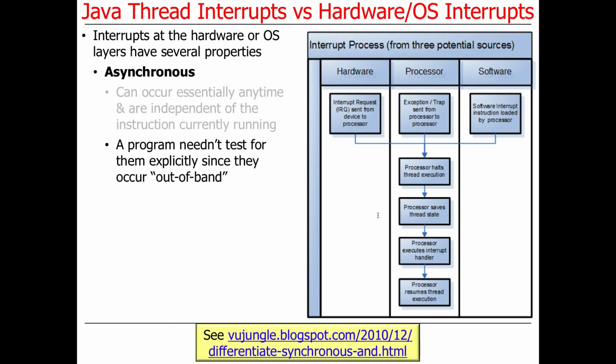And as a result, for asynchronous interrupts, the program typically doesn't test for them explicitly. You don't have a call that says, if an asynchronous interrupt occurred, then do this, because they occur out of band. So you'll typically have an interrupt handler, like a signal handler or a method that gets called back, some kind of handler to handle the interrupt. It's actually very complicated to program like that because things are occurring at different levels of abstraction, and it's tricky.